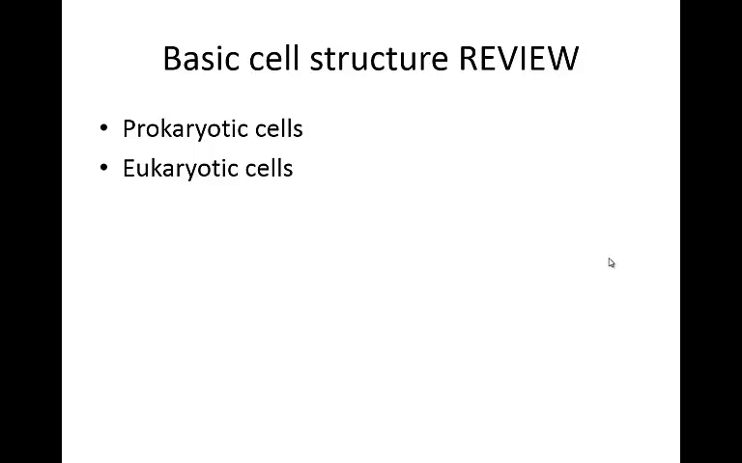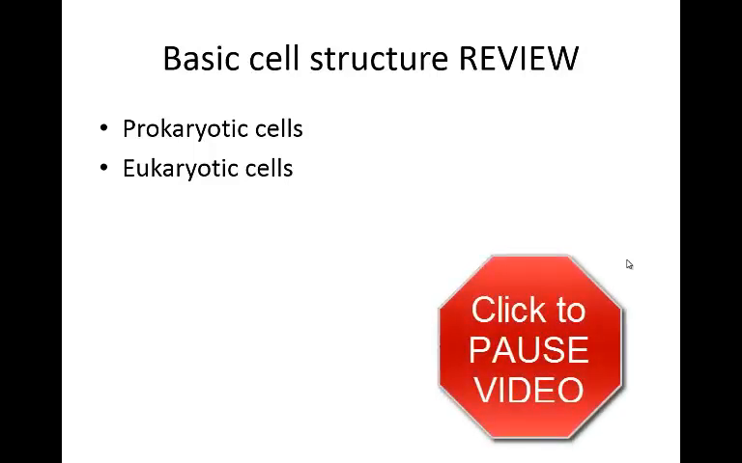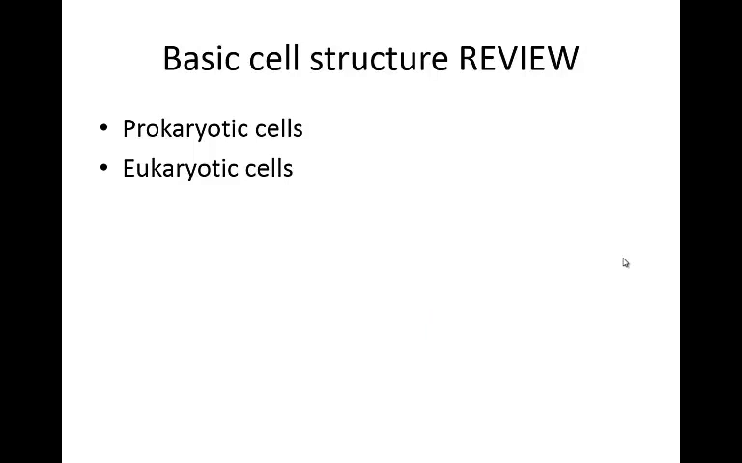So, in this section, we're going to talk about some of the differences between the two major types of cells. Remember, the two major types of cells are prokaryotic cells and eukaryotic cells. So go ahead and pause the screen here. I'll give you a few seconds, and I want you to tell me what the differences are between these two types of cells. Okay, so if you said that prokaryotic cells do not have a nucleus and the eukaryotic cells do have a nucleus, you were correct.